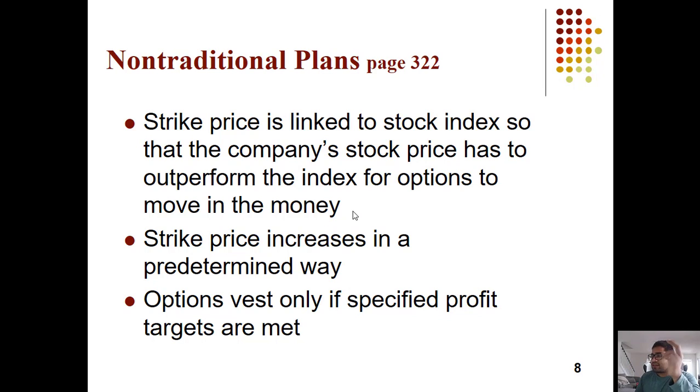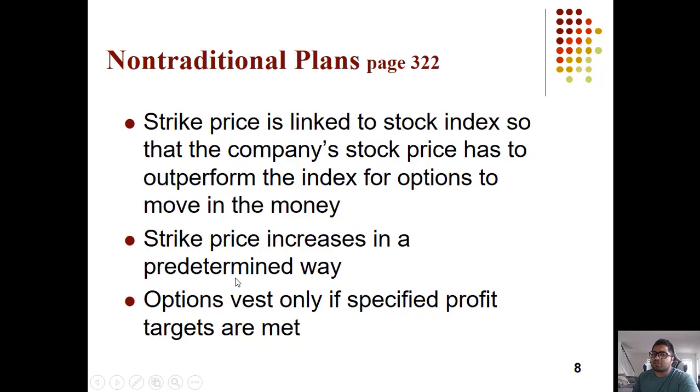To counter that, what are companies doing? They are saying that you have to beat the market to make any money. So if the market is going up 10% and your option is going up 10%, then you don't get anything. But if you beat the market, if your firm's performance is better than the market, then you make money. Strike prices increase in a predetermined way. Options vest only if specific profit targets are met.